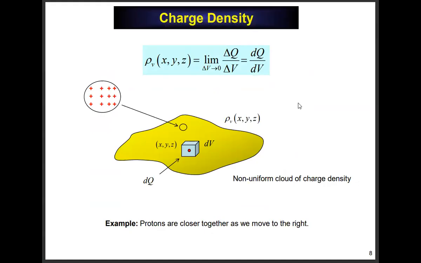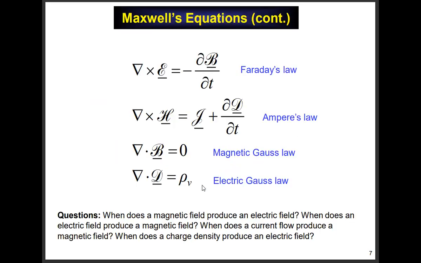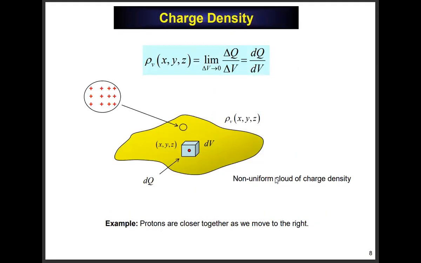Okay. Now, because current density and charge both appear in Maxwell's equations, I think it's probably worthwhile to review exactly what they mean. Okay. So rho v is the volume charge density. And remember, it appears right here in the electric Gauss law. So what does that mean?